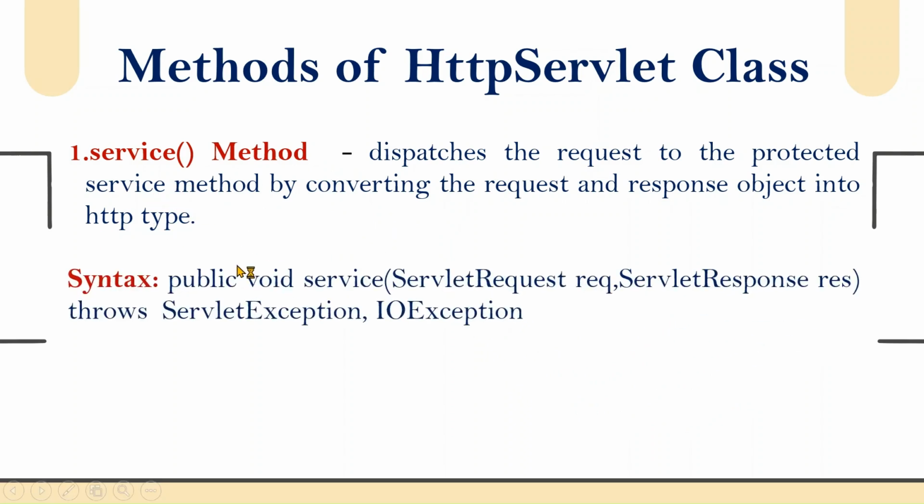If you look at the syntax here, you can see the access specifier as public, then void service. It is holding ServletRequest and ServletResponse, and it is also throwing ServletException and IOException. As we have already seen in generic Servlet, the same thing is available here, so that whenever the request is handed over to the service method, the service method hands it over to the protected service method.